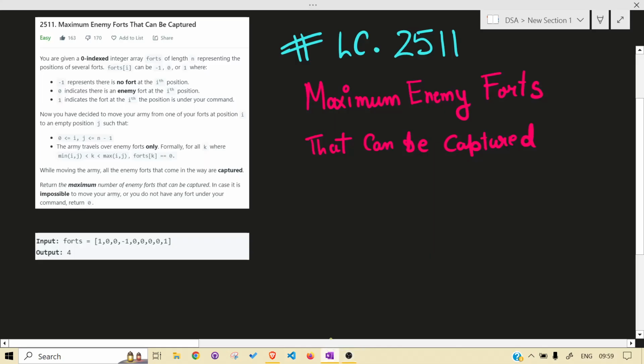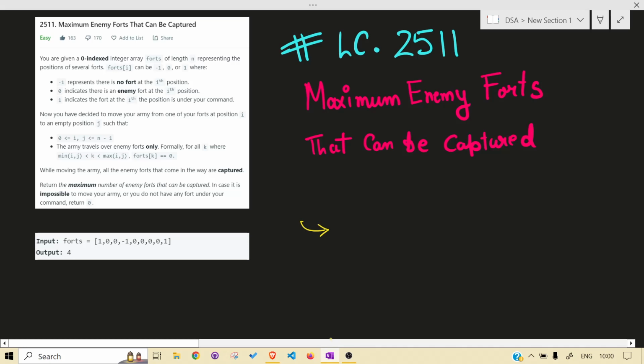Today we are solving another LeetCode problem, that is 2511, maximum enemy forts that can be captured. Before jumping into the solution, I would highly recommend you read the problem statement on your own and give it at least 15 to 30 minutes before looking at the solution. So let's get right into it.